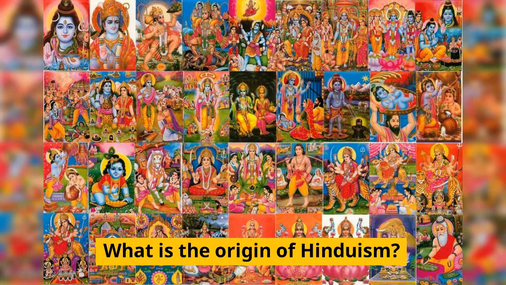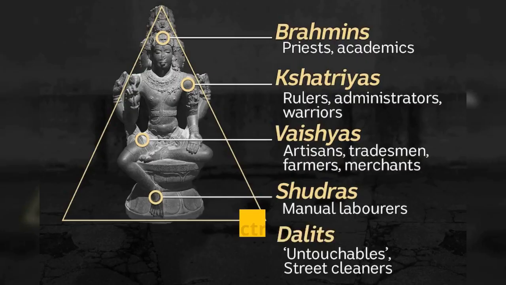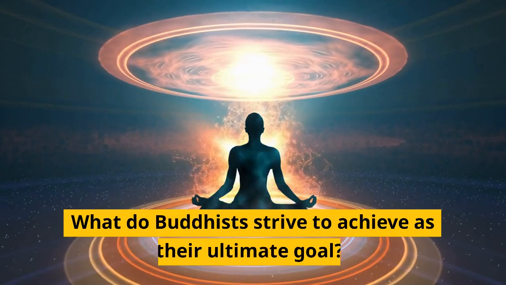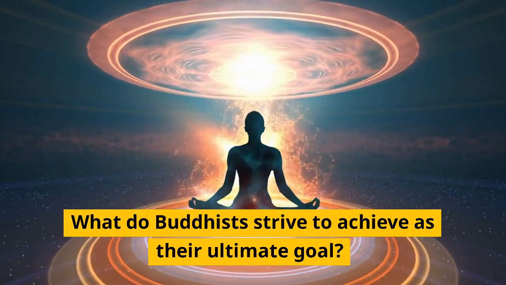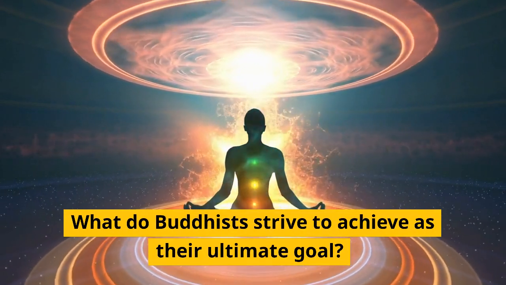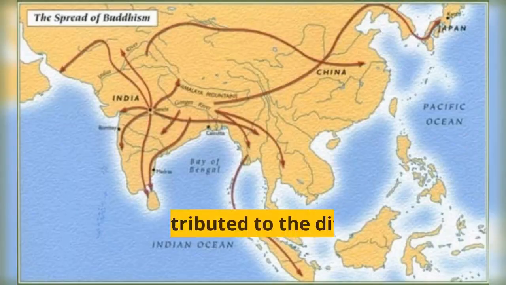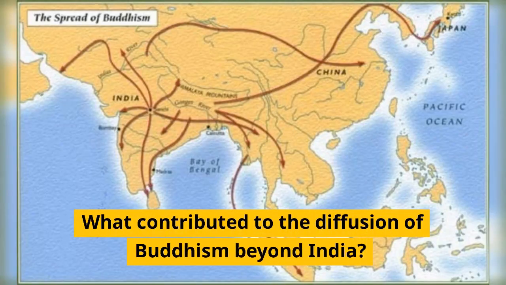What is the origin of Hinduism? How are Hindu doctrines connected to the caste system prevalent in India? What do Buddhists strive to achieve as their ultimate goal? What contributed to the diffusion of Buddhism beyond India?